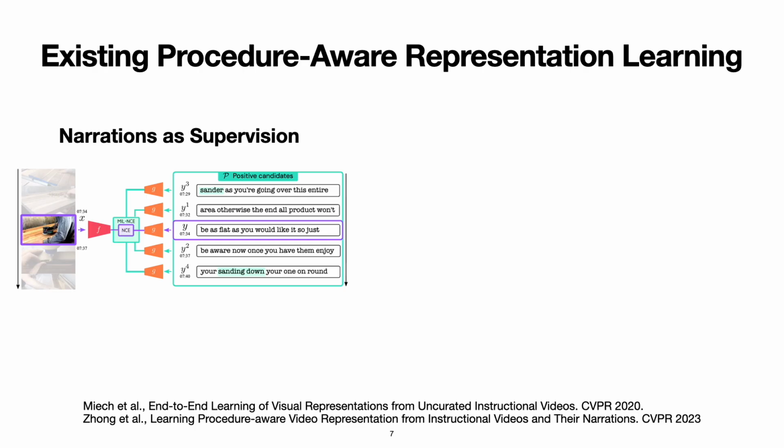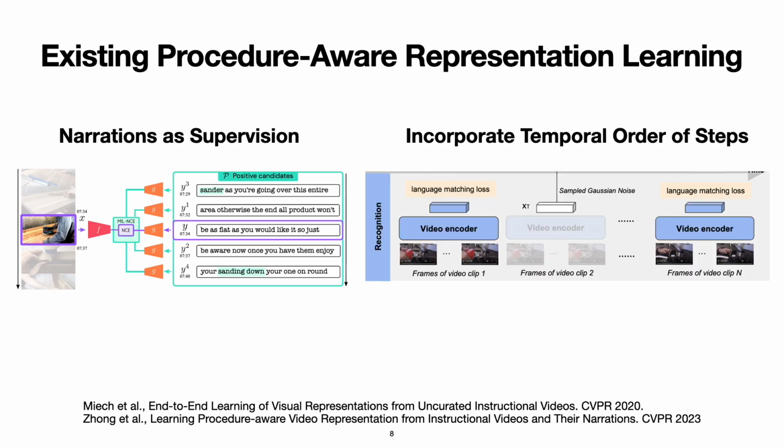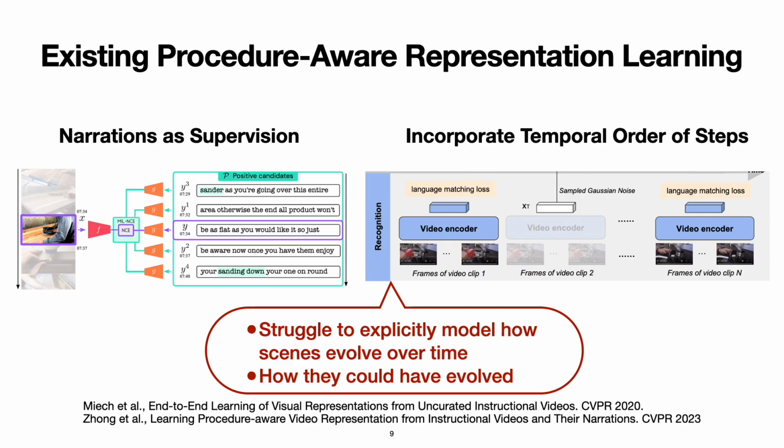Existing work on learning procedure-aware representation often relies on associating video features with text features extracted from narrations. More recent work further models the temporal order of action steps to learn procedural structures. Yet they often struggle to explicitly model how things evolve over time and, perhaps more importantly, how they could have evolved under different conditions. For example, what would happen if slicing an apple did not go well? This limitation can lead to overfitting on scene and successful activities, thereby hindering causal reasoning.